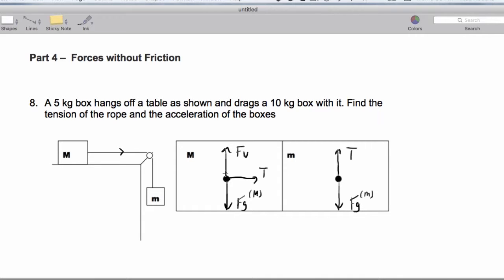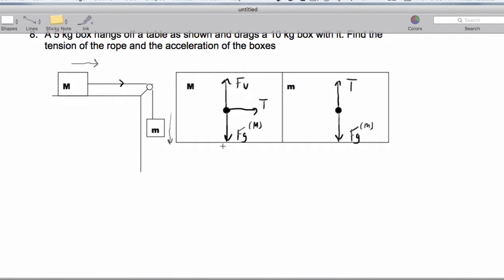And what we want to do is talk about how the system accelerates. So you notice this mass moves to the right, and this little mass falls in the absence of friction. So let's go ahead and write down balanced and unbalanced forces for each free body diagram. So for this one, in the y direction, vertical forces balanced, just like in the Kahoot that we did around this.